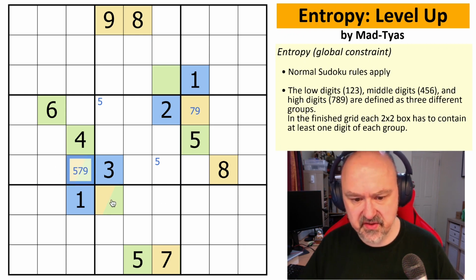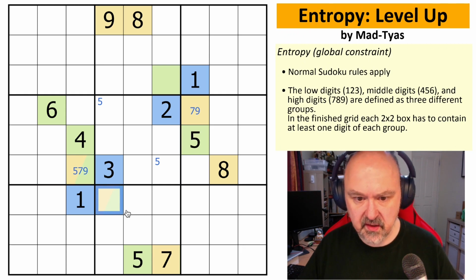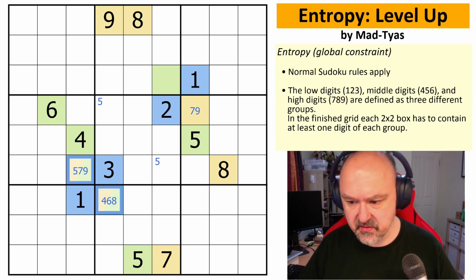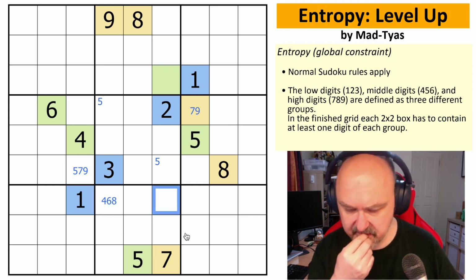So I'm actually going to do that rather than that horrible coloring. And if this is green, it's 4 or 6, and if it's yellow, it's 8. So I'm actually just going to do that instead of the horrible coloring.